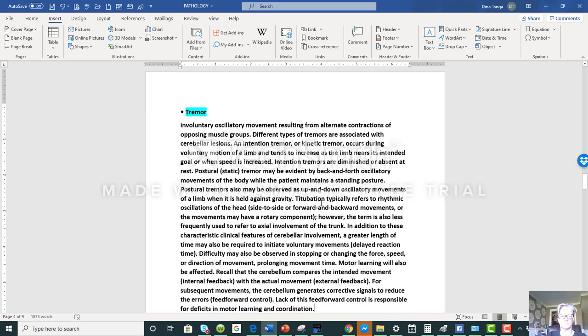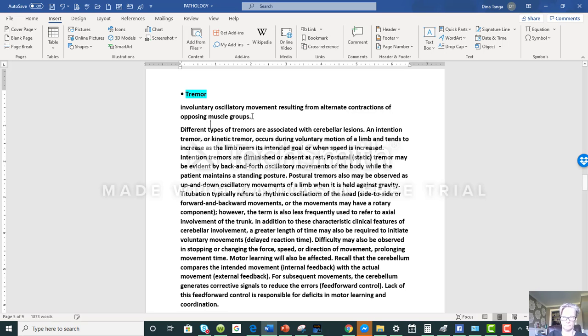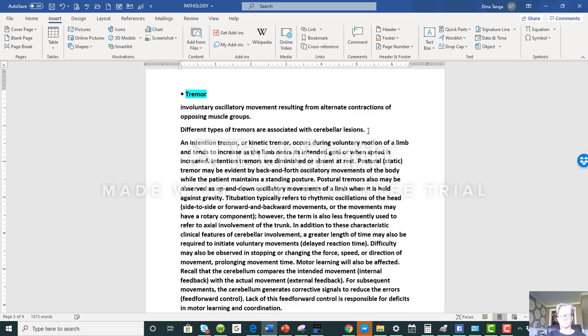Tremor is an involuntary oscillatory movement resulting from alternate contractions of opposing muscle groups. Different types of tremors are associated with cerebellar lesions. An intention tremor, or kinetic tremor, occurs during voluntary motion of a limb and tends to increase as the limb nears its intended goal or when speed is increased. Intention tremors are diminished or absent at rest.